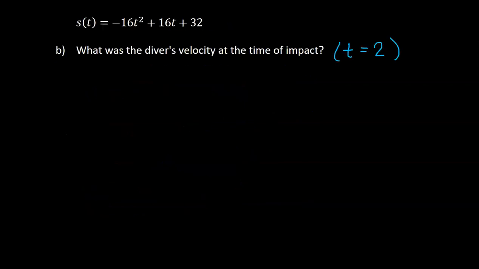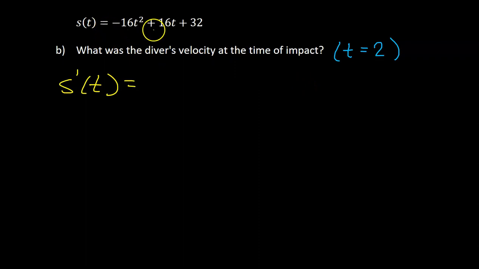Now it's time to find the diver's velocity at the time of impact. Keep in the back of your mind that we know that the time of impact is 2 seconds. That's what we just found. The key is that we can turn this position function into a velocity function by taking the derivative. So if we do the derivative of this position function, we will have velocity.